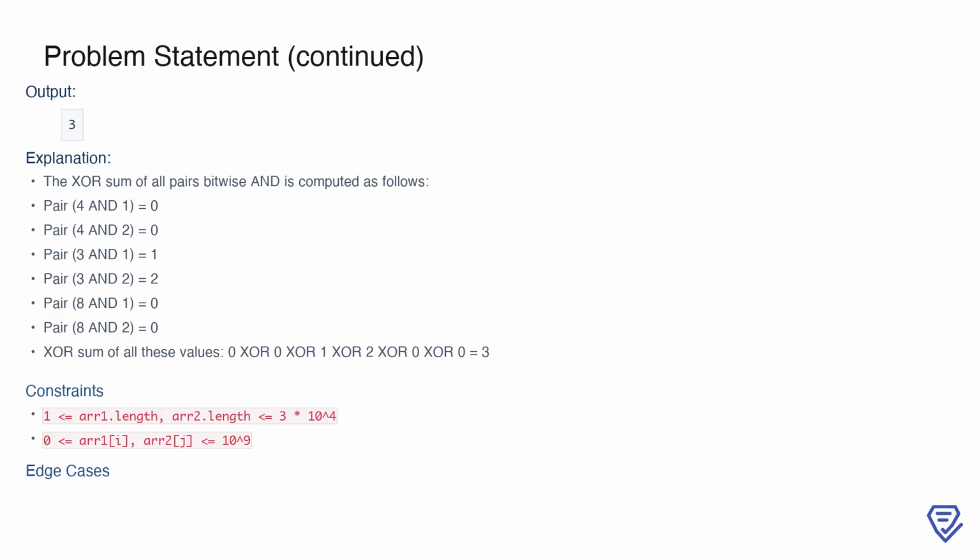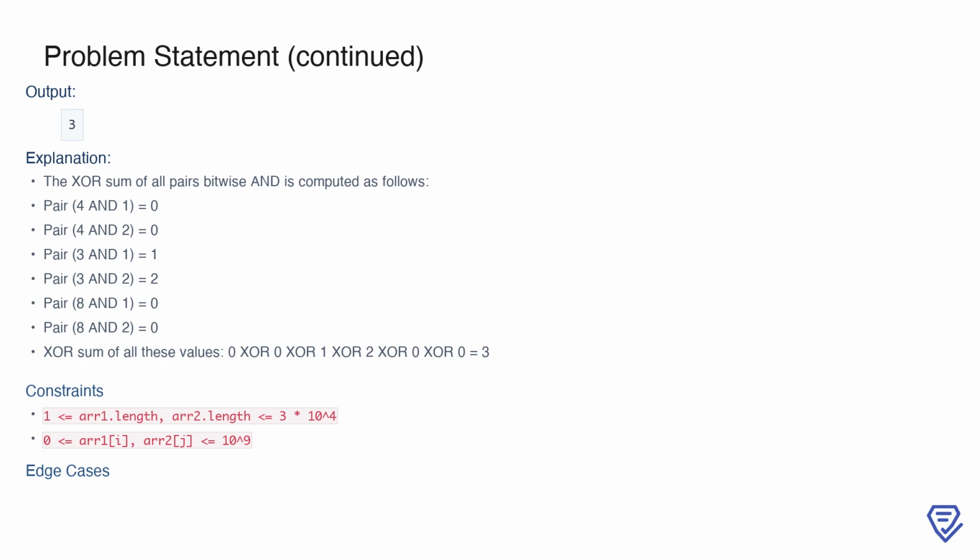Now, let's explore another example. Suppose arr1 is 4, 3, 8, and arr2 is 1, 2. Here, we compute the bitwise AND for all possible pairs. For the first element of arr1, which is 4, we calculate 4 AND 1 is 0 and 4 AND 2 is 0. For the second element, which is 3, we compute 3 AND 1, which equals 1, and 3 AND 2, which equals 2.